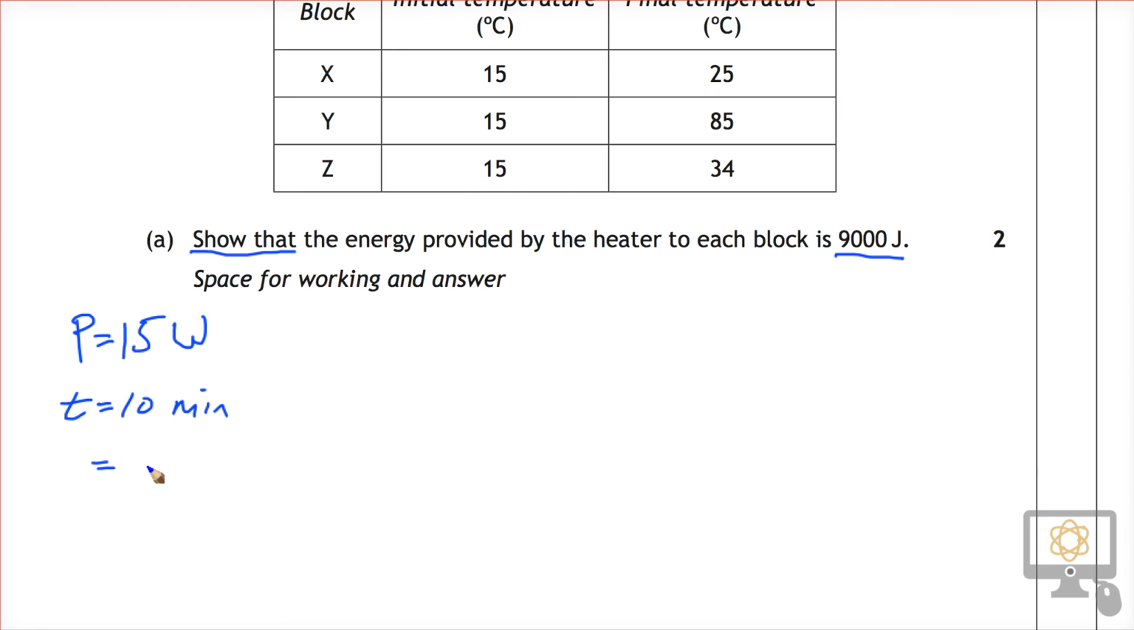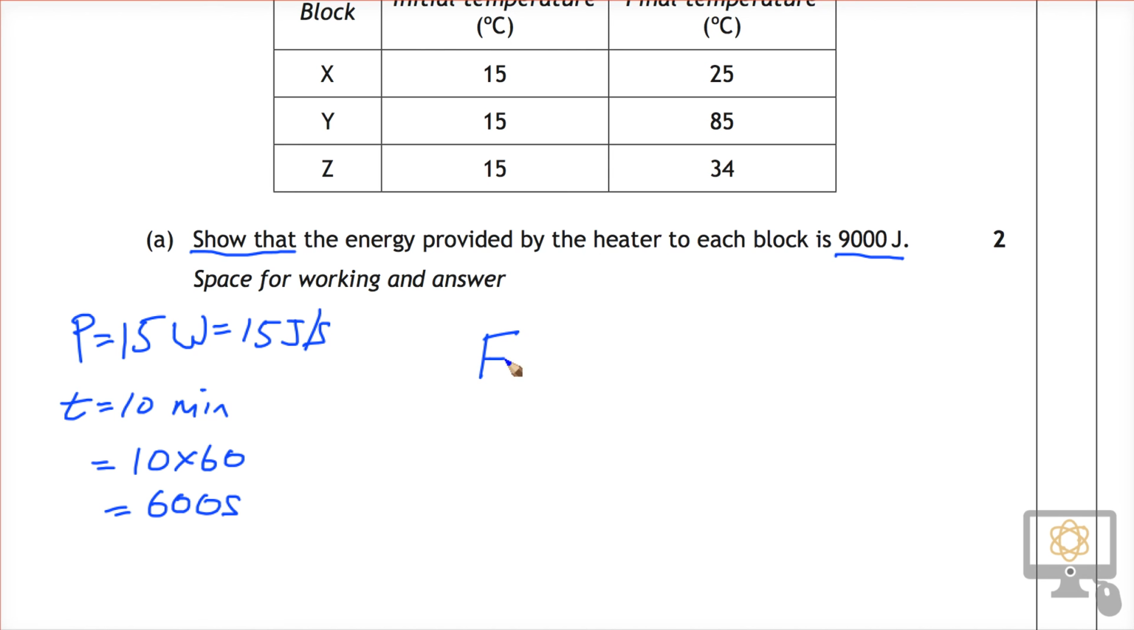Now we must always, because we're dealing with joules here and we're dealing with watts, because watts is equivalent to 15 joules per second, then we must give our time in seconds as well. And so 10 minutes is 10 times 60 seconds, which is 600 seconds, because there are 60 seconds in a minute. And if there's 10 minutes, that's 600 seconds.